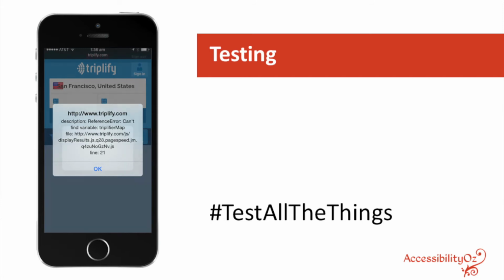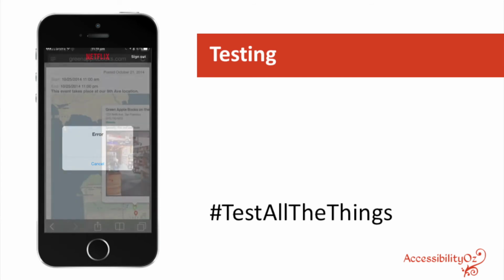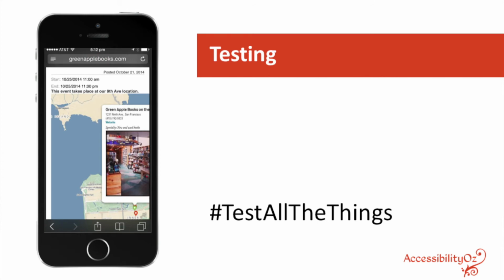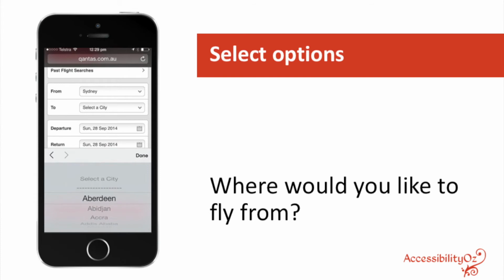I love this. Error. Cancel. Okay, I'll cancel the error. Still doesn't work. This is Apple Books in San Francisco. Their M.dot site looks like that, and you can't scroll horizontally, but if you look at the desktop site, it looks exactly the same, and you can scroll horizontally. So the desktop site actually works better on mobile than the M.dot site.